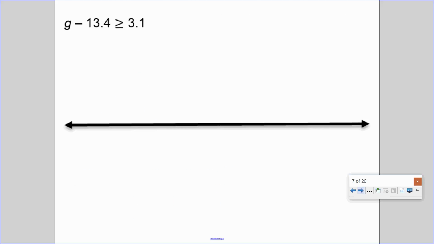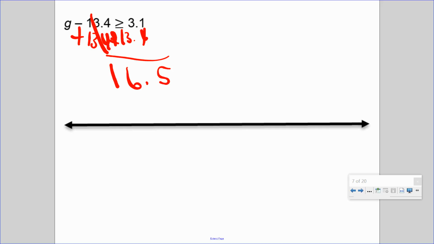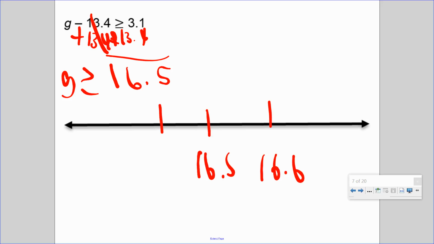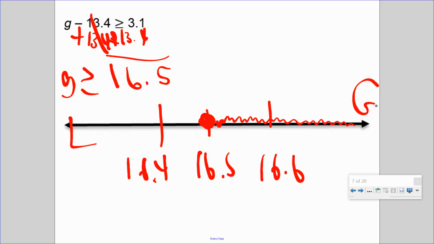Next one. So G minus 13 and 4/10 has to be greater or equal to 3 and 1/10. I need to isolate G by doing an inverse. So I inverse it. Just cancel. If I add this up, I get G is greater or equal to 16 and 5/10. So this is 16 and 5/10, 16 and 6/10, 16 and 4/10. So it has to be equal, so closed dot, and it has to be greater. So greater numbers go this way. Remember, in the number line, it goes from least to greatest.